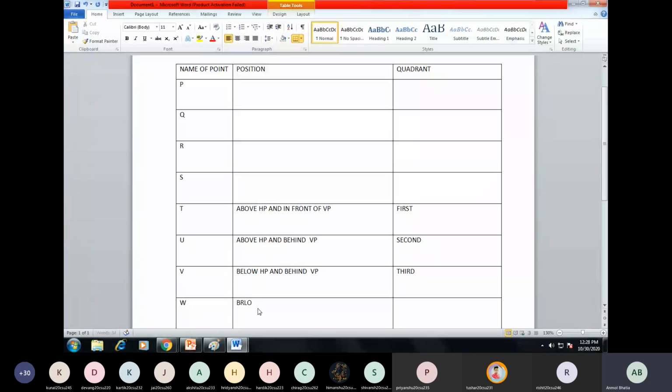This is also below HP and in front of VP. Okay, which quadrant? Fourth quadrant, right?